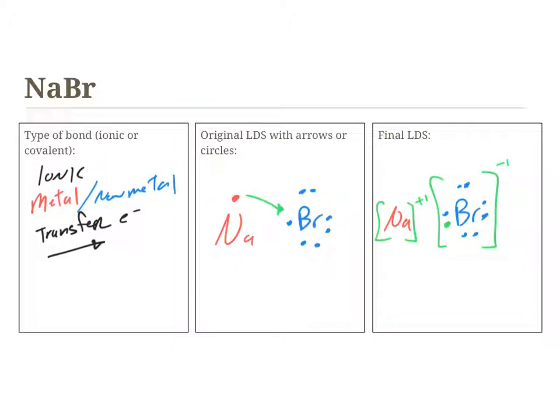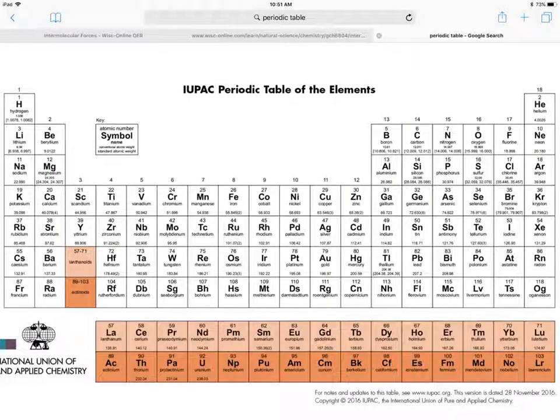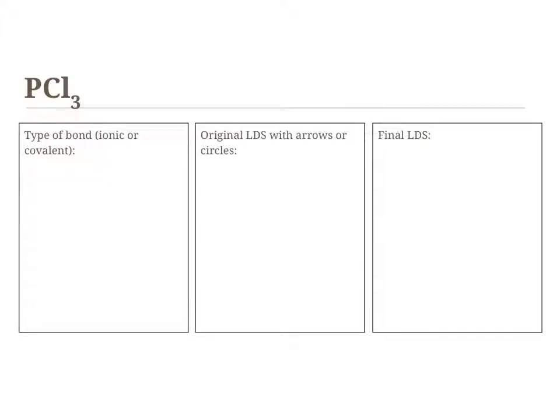Okay, and those are the ones that we did in class. So periodic table, I'm going to find Na, which is in that first column, Br, which is in that 17th column. So this has got 1 valence electron. This has got 7 valence electrons. So it's metal and nonmetal. Keep pushing forward and do the rest of them.